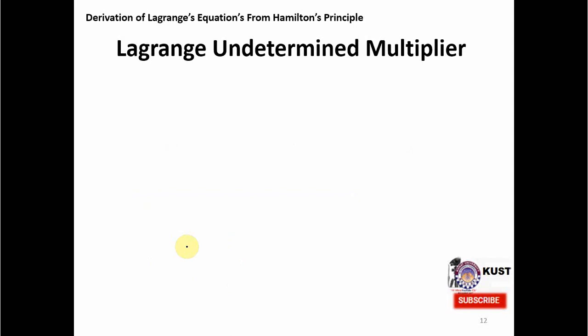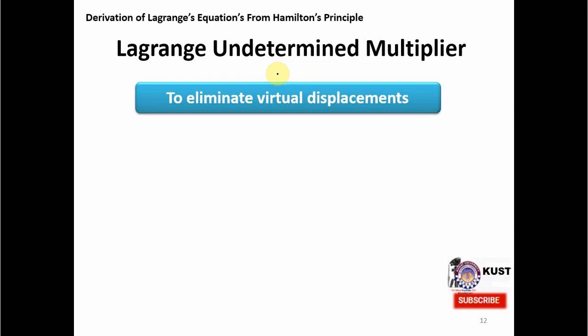Okay, so now we have reached the Lagrange undetermined multiplier method. This is a very famous method which helps us in treating the constraints in the equations of motion. It helps us to separate the constraints which are consistent with the equations of motion, and then solve them separately, and at the end add them up with the equations of motion. So first of all, we eliminate the virtual displacements. After eliminating the virtual displacements, we have these equations.